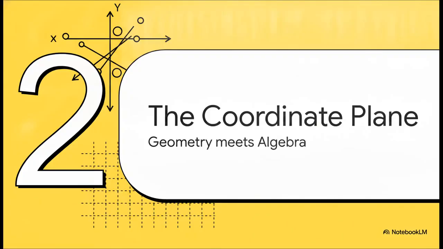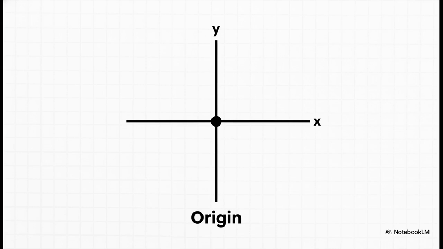Moving on to Section 2, the coordinate plane. This is where we take those abstract points we just talked about and give them a precise home by dropping them onto a grid. Enter the Cartesian grid. When you take 2 perpendicular number lines, your x-axis and your y-axis, and intersect them at a 0 point called the origin, you create a coordinate system.